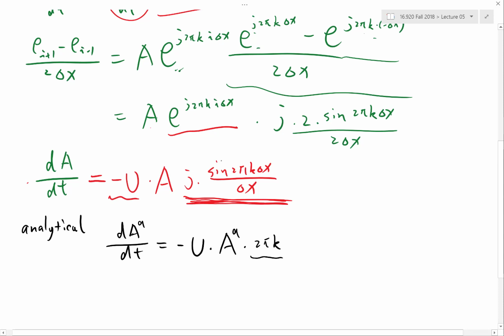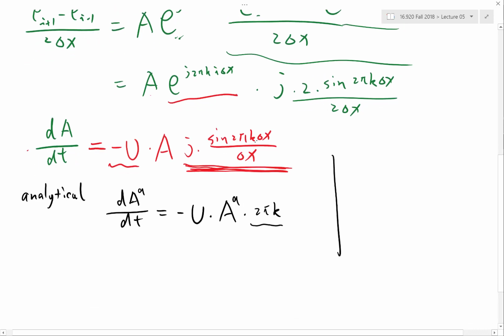If you expand sine into a Taylor series, you get basically x, right? And then the second term is going to be 0 because it's multiplied by minus sine of 0, and only the third term is going to be non-zero. So this is a good approximation only when k delta x is very small.